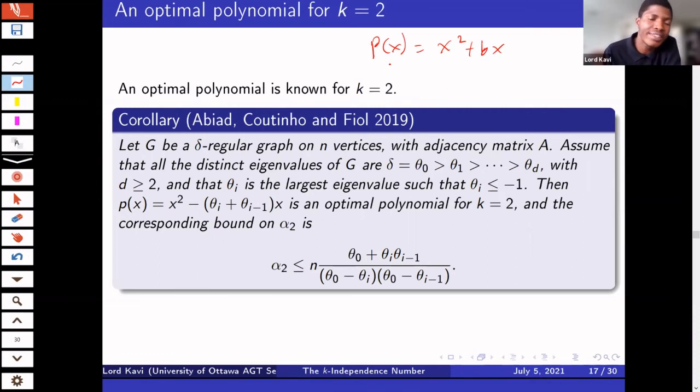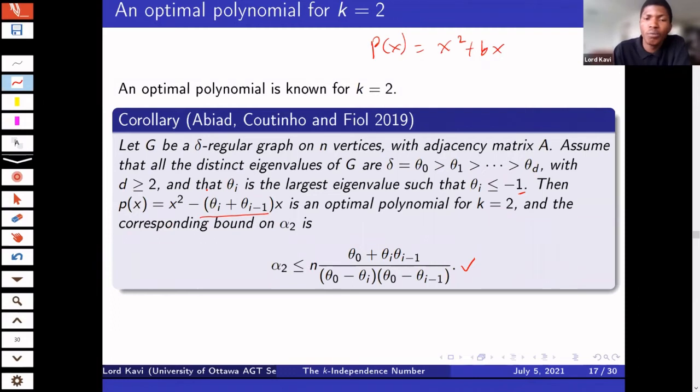In that same paper, it was discovered that if we choose b to be minus theta I plus theta I minus 1, where theta I is the largest eigenvalue such that theta is less than minus 1, then that gives us the best possible polynomial for k equals 2. And therefore, the bound becomes this. Indeed, you can't do better than this. This is actually the best possible polynomial. Can you get another polynomial that will give us the same value? Yes, there could be more than one polynomial, but in terms of the eigenvalues, this is standard, right?